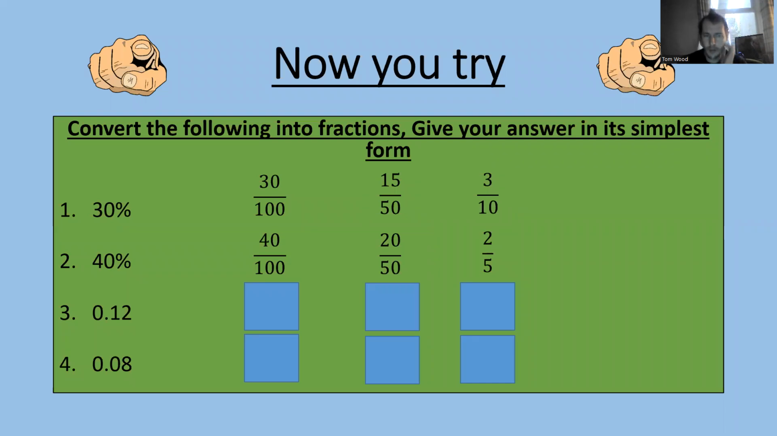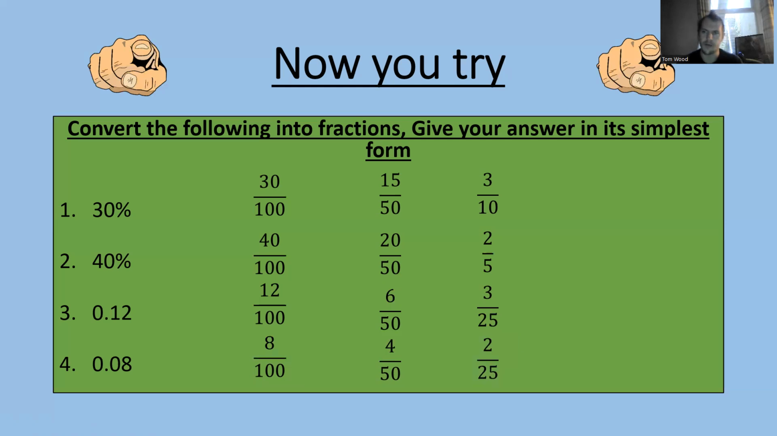So question 3 then, 0.12. A little bit harder. We need to convert this into a percentage first and then into a fraction. So this as a percentage is going to be 100 times bigger, so it's 12%. 12% is 12 over 100. When I simplify this, I get 6 over 50. I can then simplify further because they're both even still, and I end up with 3 over 25 there. Finally, if I've got my 0.08, if I multiply that by 100, I've got 8 over 100. I can halve that, 4 over 50, and finally 2 over 25.